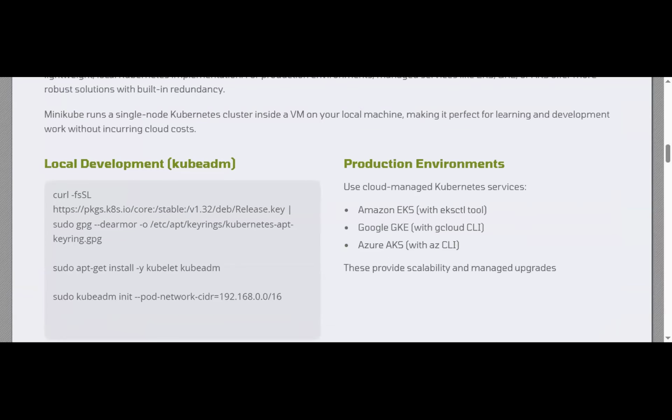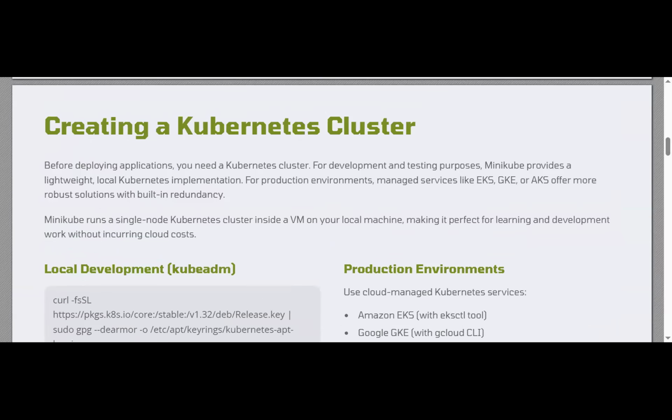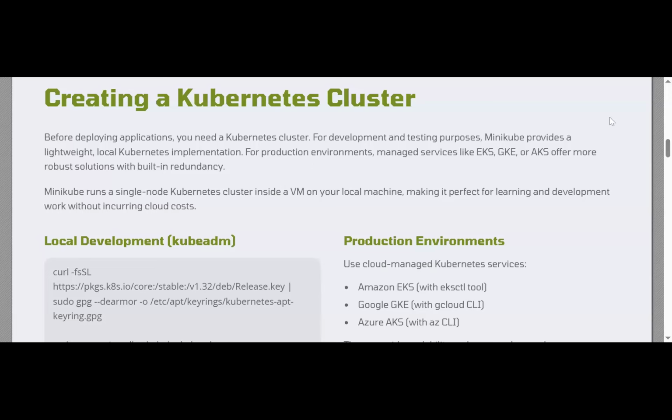Next, the Kubernetes cluster. Before deploying your applications, you need a Kubernetes cluster. For development and testing purposes, we are going to use Minikube, which provides a local, lightweight Kubernetes implementation. This is a local tool, and the environment setup is done. That's what Minikube will do. For production environments, managed services like EKS, GKE, and AKS offer more robust solutions with built-in redundancy.